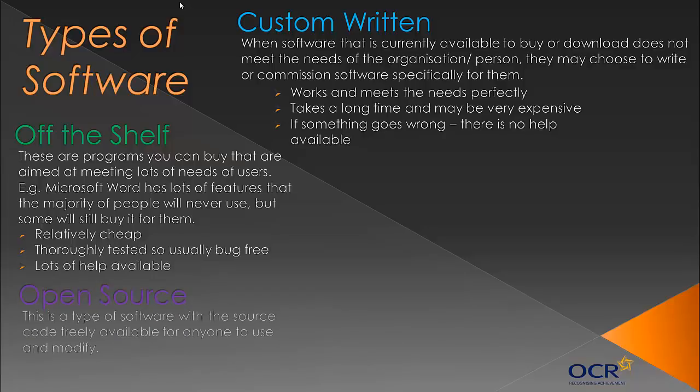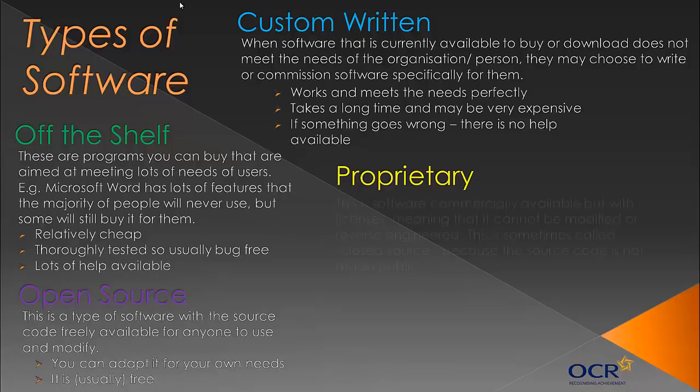Penultimately, open source software, and this is a type of software with the source code, so the code that's been written to program the program, that's freely available, so you can usually download it for free, and because they provide the source code, anyone can use it and modify it. So you can even adapt it to your own needs if you really want to, and it's usually free. I read that in some cases it's not free, but you could probably get away with saying it's free.